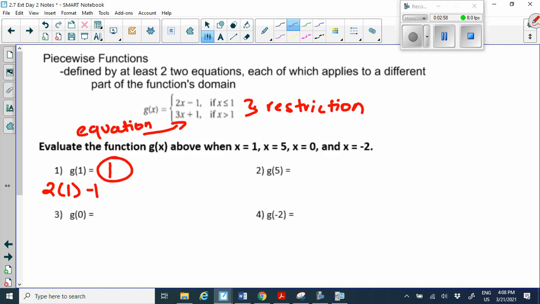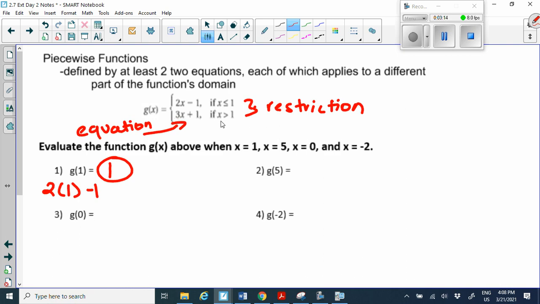Okay, let's try the next one. We have g of 5. So we either will plug that into our first or second equation, but we have to see which one it satisfies. Well, let's try the first restriction. Is 5 less than or equal to 1? No, that's false.